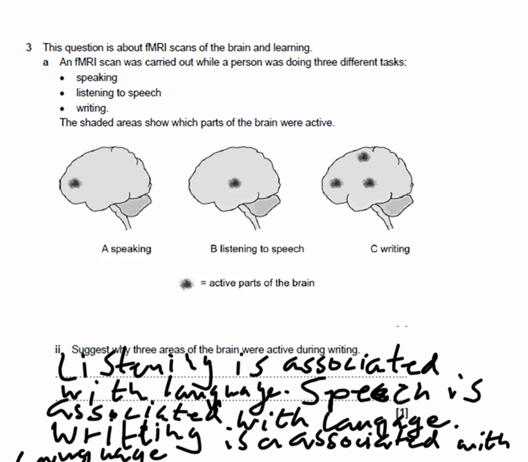There's an extra bonus mark if we can talk about what this part of the brain might have been used for. You've got to think about, well, what else do you have to do when you're writing that you don't have to do when you're speaking and listening? So think about what that part of the brain might have been used for while this person was writing.